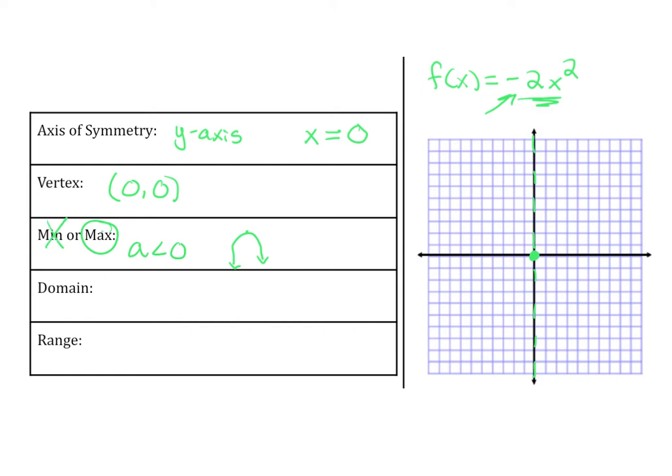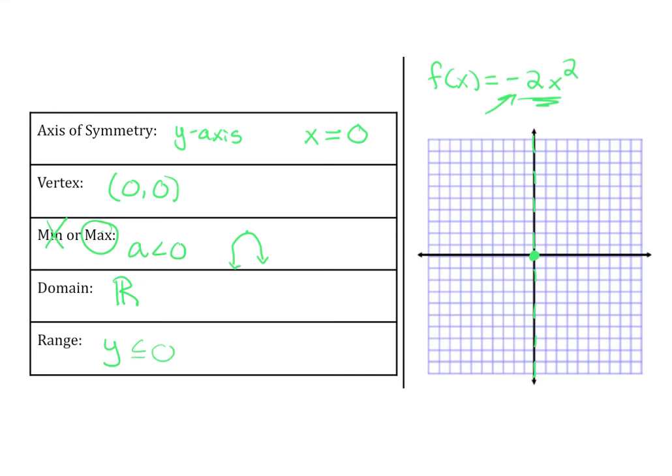And then domain and range. Domain is easy. For all quadratics, the domain is always all real numbers. The range, let's think about this. It starts at 0, 0, and it's going to open down. So it will never be above 0, but it will go down until infinity, goes down forever. So all y values that are less than or equal to 0.